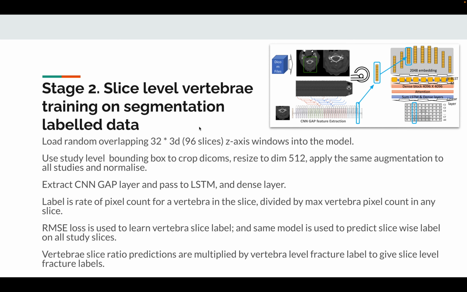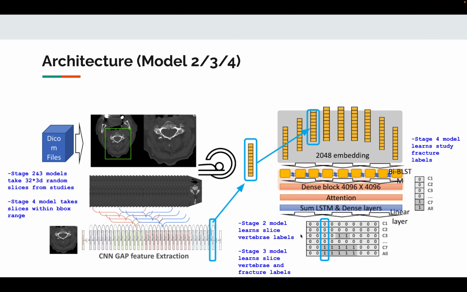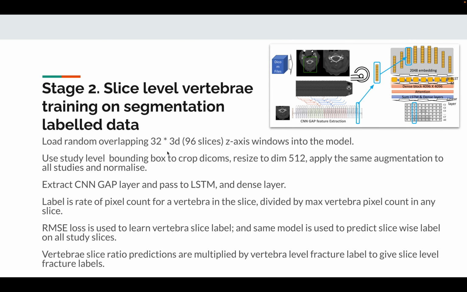So to go through each one of those again in a bit more detail. Stage 2, we want to learn those slice level vertebrae, training on the segmentation label data. Going back here, we've created these labels for the segmentation maps, and we want to make a model that learns to create those vertebrae labels for all the data. And that's what stage 2 is doing.